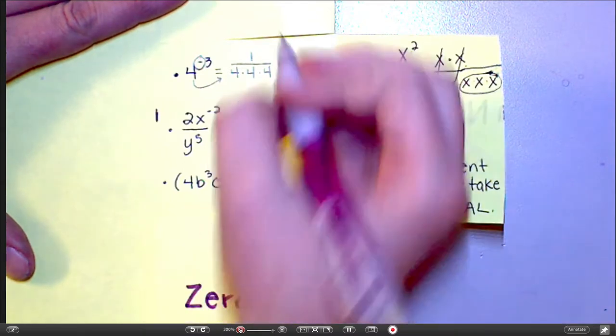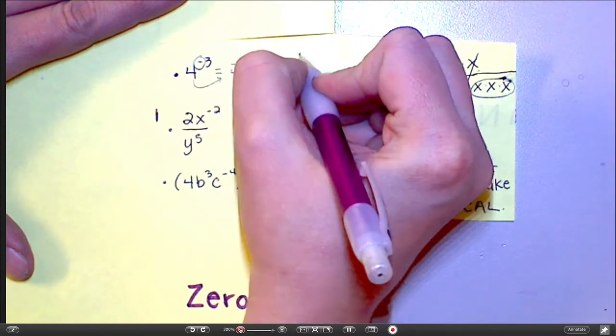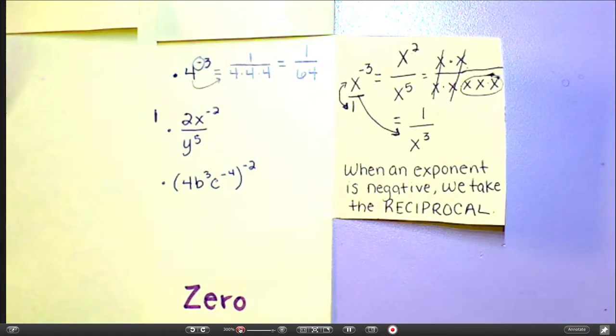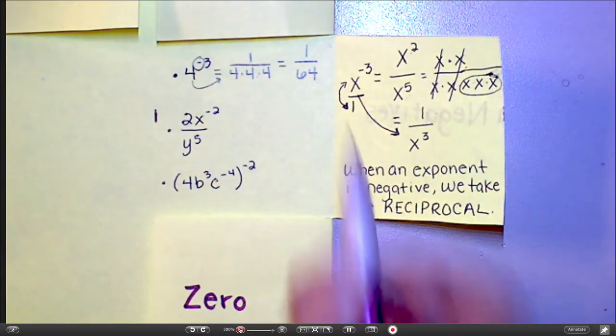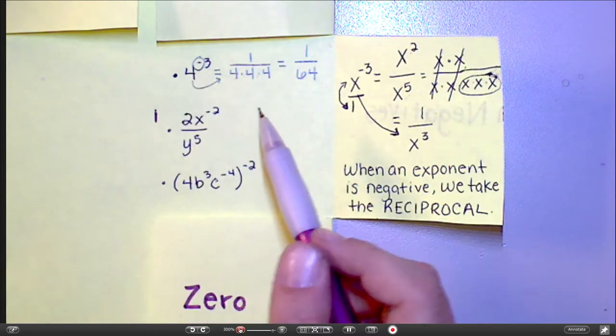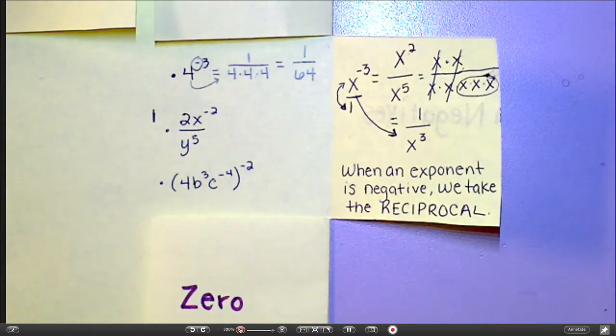Okay? So 4 times 4 times 4, that's 16 times 4 is 64. So your answer here is 1 over 64. Notice nothing in your answer is negative. The negative is just there to tell you to put your answer on the bottom of a fraction. Okay, so look at the second one.